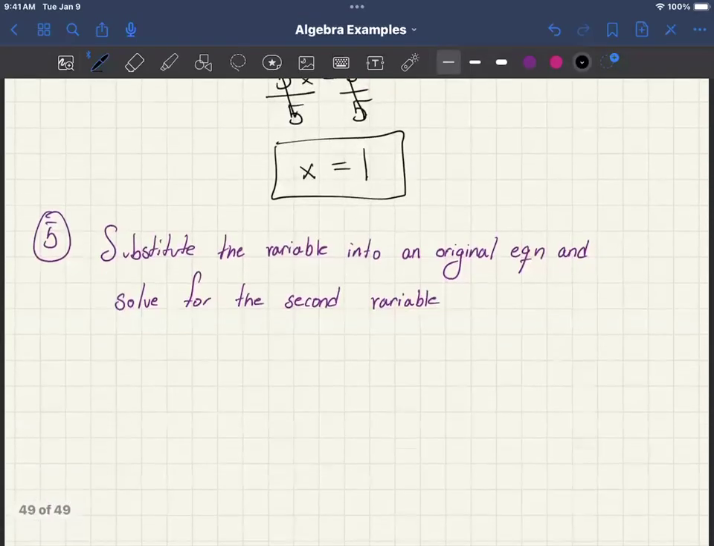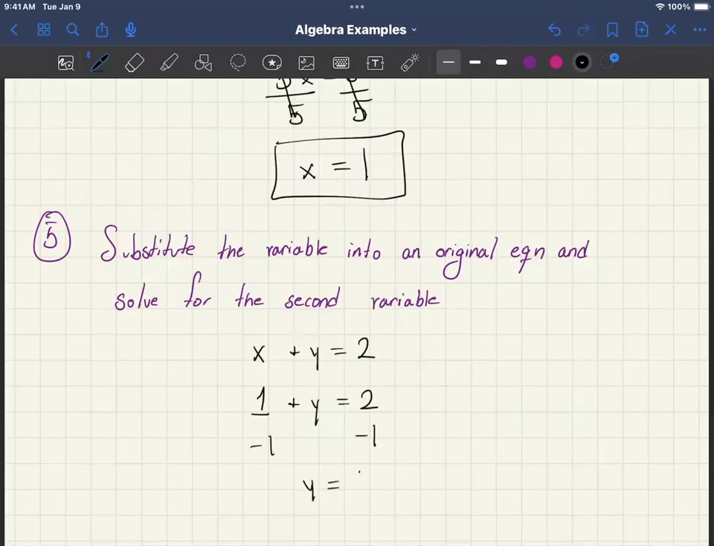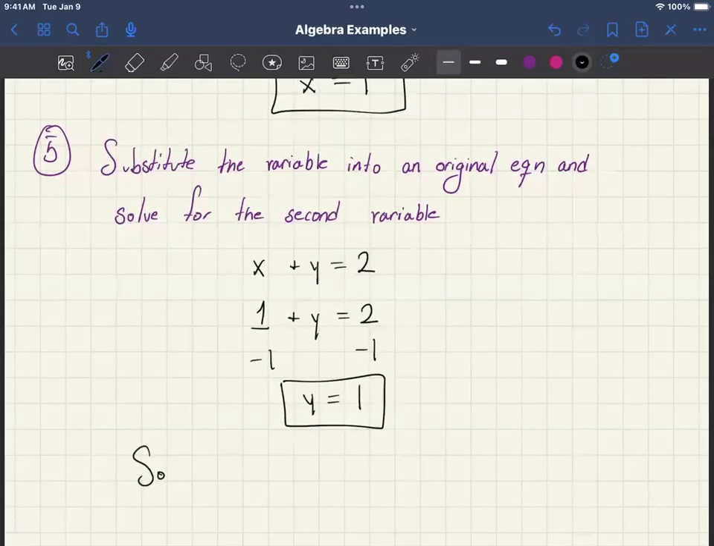So the last step is to take our x is equal to 1 and substitute it into one of our original equations. So we have x plus y is equal to 2. We're going to plug that 1 into that equation for our x. And we are going to subtract 1 from both sides. So that gives us y is equal to 1. So our solution for this set of equations is 1, comma 1, if we want to write it in coordinate form.